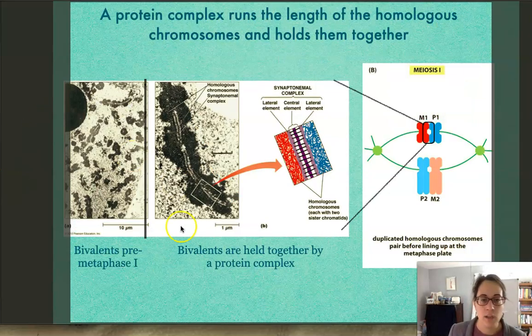So one more term here is bivalent, and bivalent refers to the entire complex of the two homologs lined up with one another. So that's two homologs, 4 chromatids overall, that is one bivalent. So in this image, all the way on the right here, we see 2 bivalents.